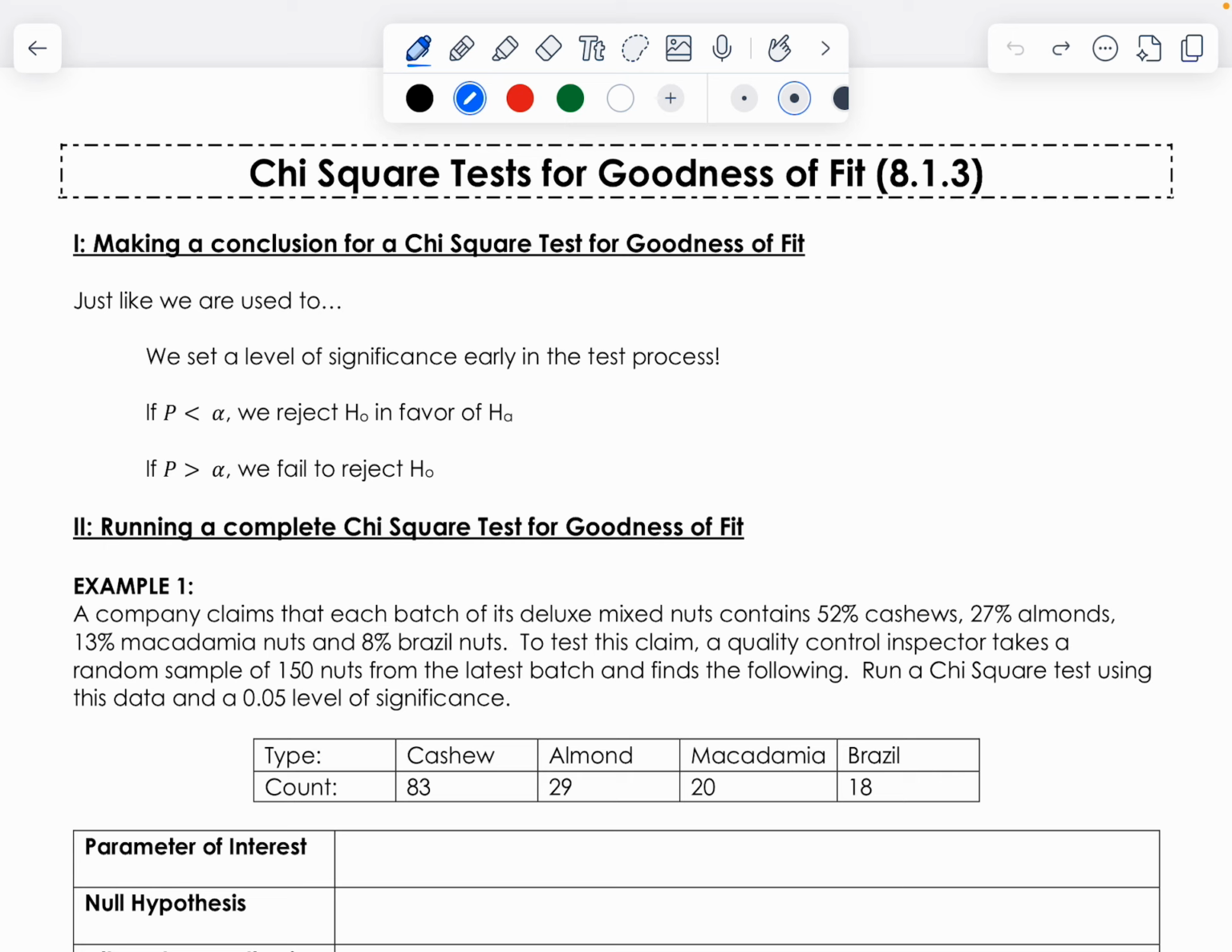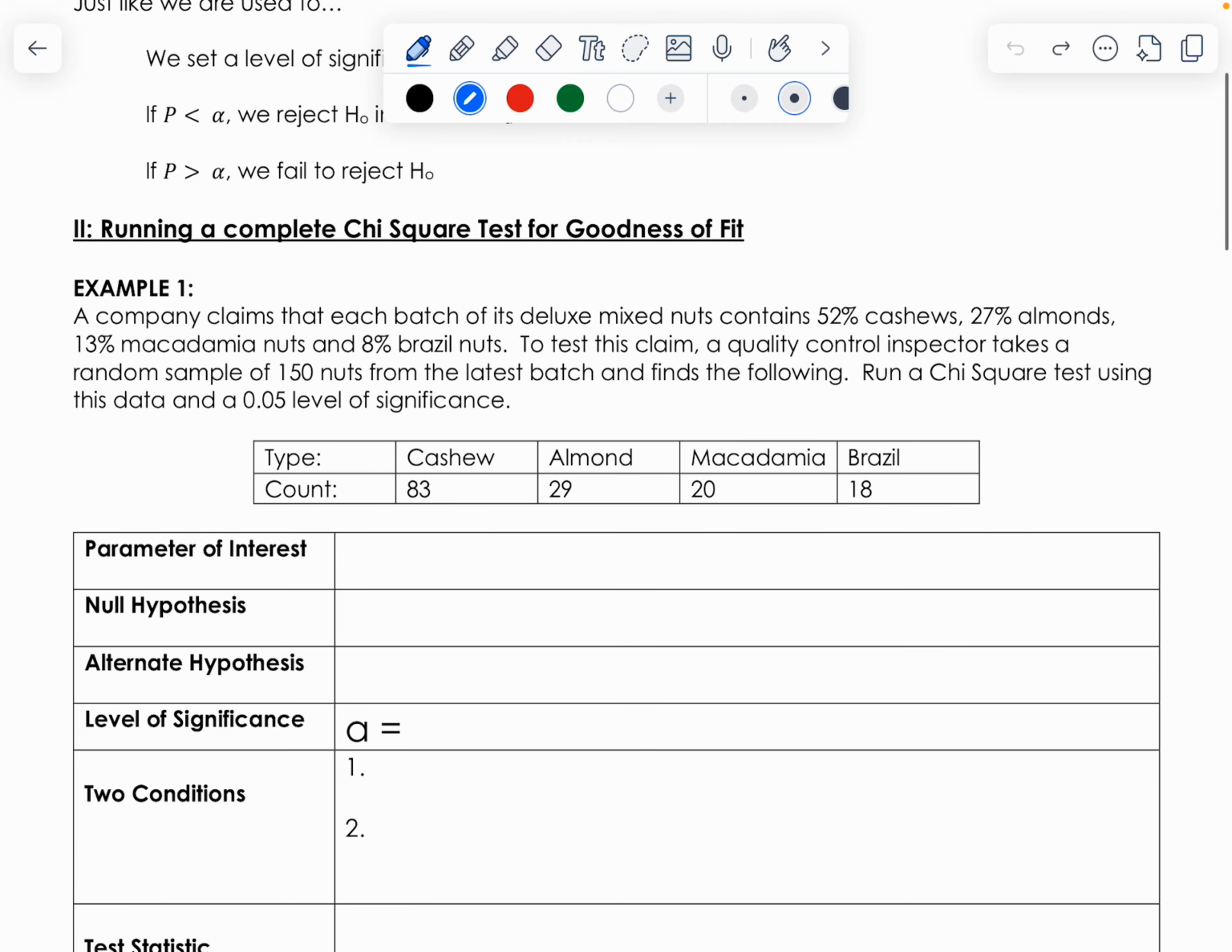And so today we're just going to run together two complete chi-square tests for goodness of fit, and then you'll have one to do for practice. So this first one says a company claims that each batch of its deluxe mixed nuts contains 52% cashews, 27% almonds, 13% macadamia nuts, and 8% Brazil nuts. To test this claim, a quality control inspector takes a random sample of 150 nuts from the latest batch and finds the following. So here we've got their data out of the 150 nuts. They also set a 0.05 level of significance.